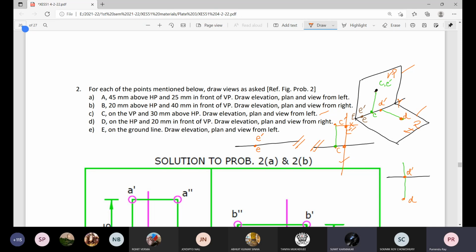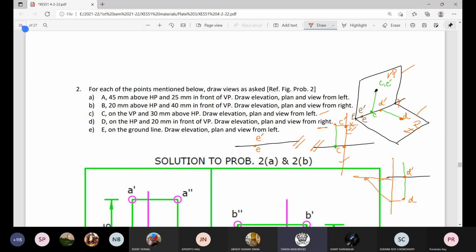For fourth one, D, view from right. So this axis will be on the left. Through D, draw a horizontal line. Now through this point, draw a 45-degree line.